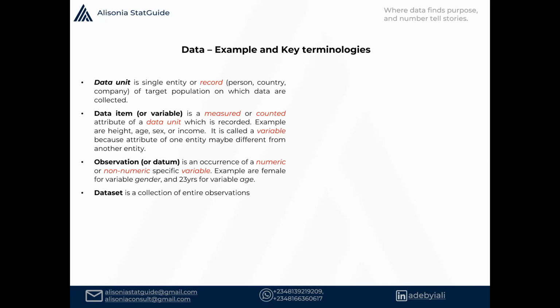Yes, and that's true. I am Alisonia. Another person is maybe George. So my height will vary from the height of another person, which is George. My age will also vary from George. My sex will vary from George, and even the income we earn may vary. In that sense, we refer to it as a variable. Like I said the other time, it is a measured or counted attribute of a data unit. And which data unit am I referring to here? Record. Do you understand? And that is a variable.